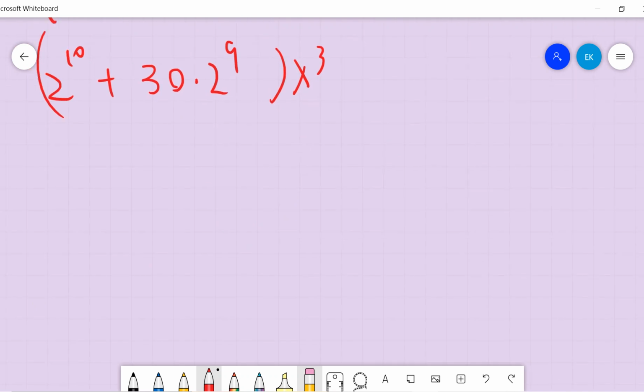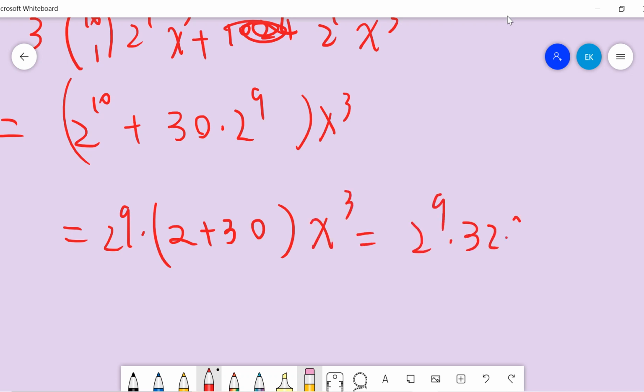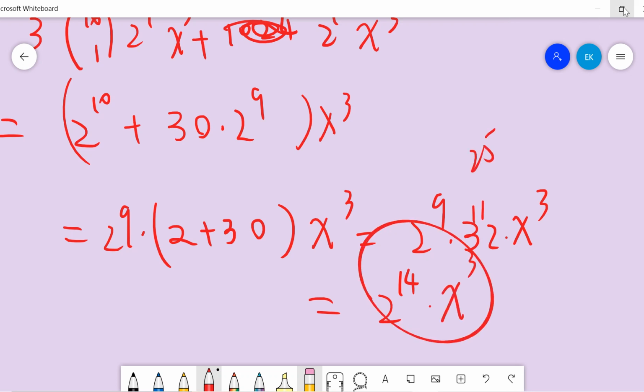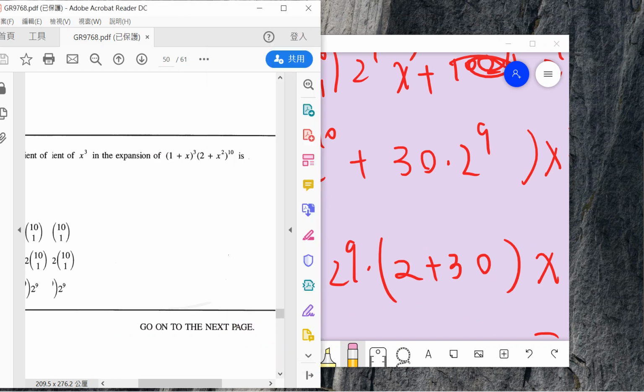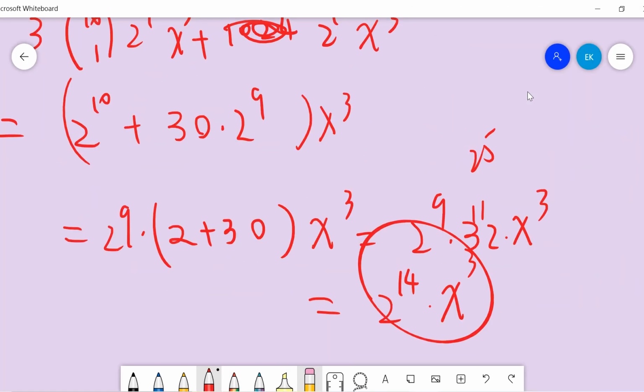And this can be simplified as 2 to the 9 times (2 plus 30), x cubed. So 2 to the 9 times 32, x cubed. So it's 2 to the 14. Or this is 2 to the 5th power times 2 to the 9, x cubed. So the answer is A. The answer is A. Okay, yeah. The answer is A.